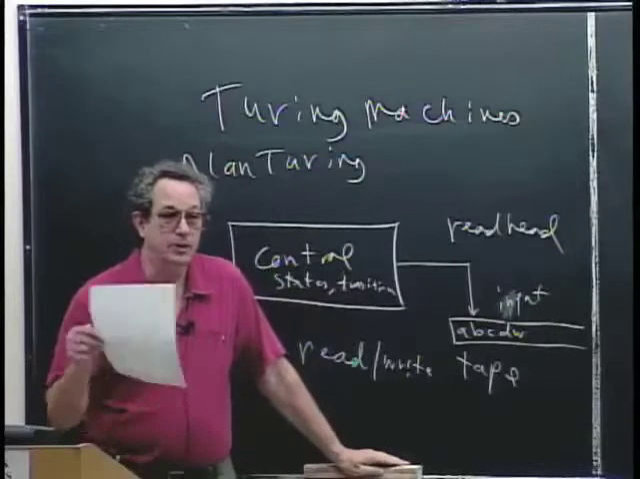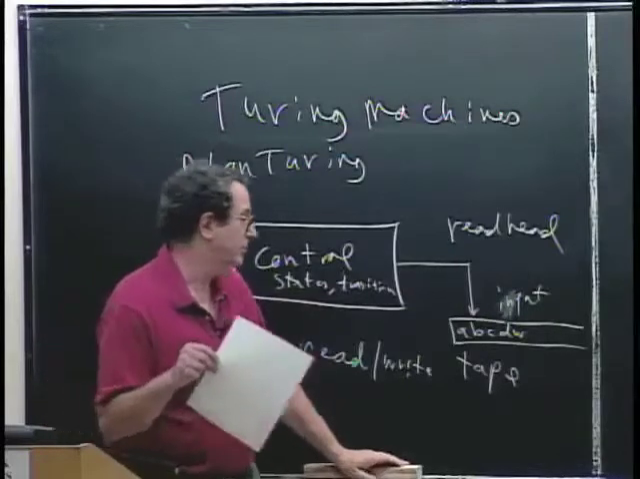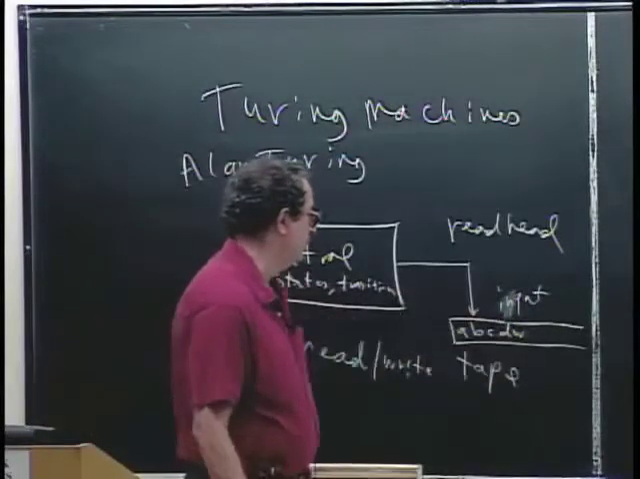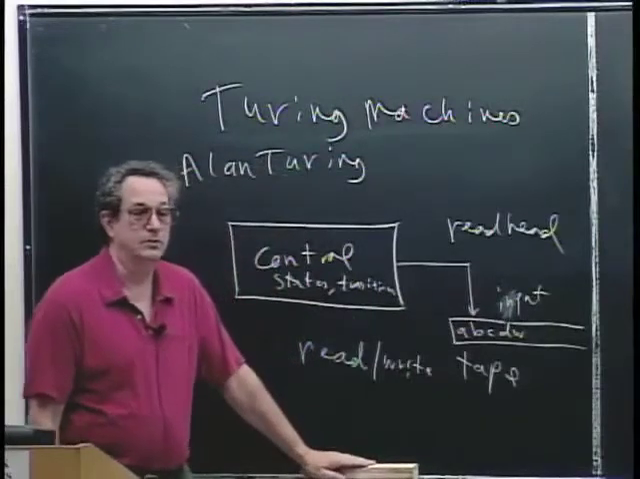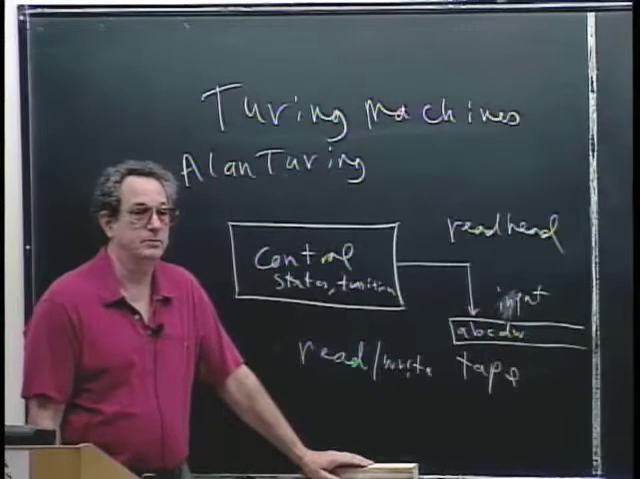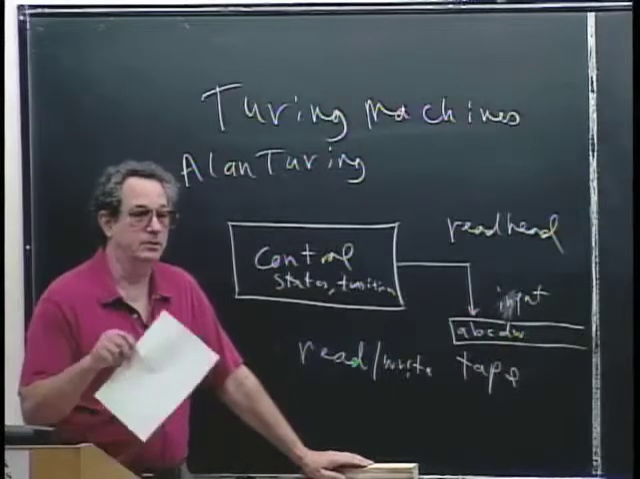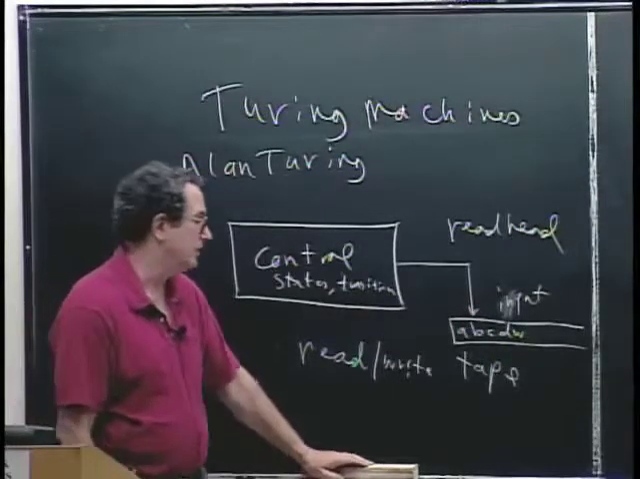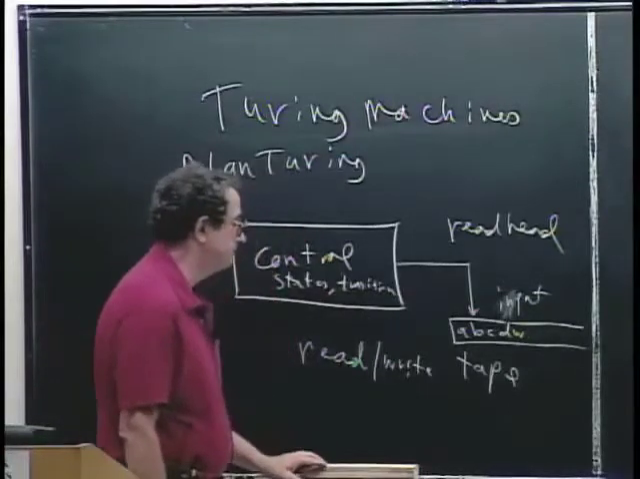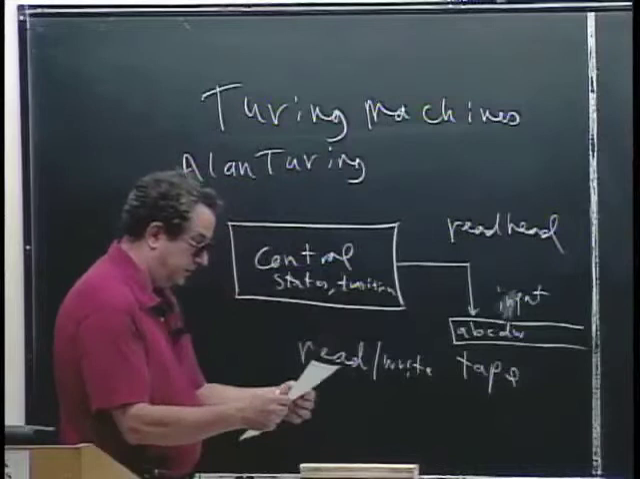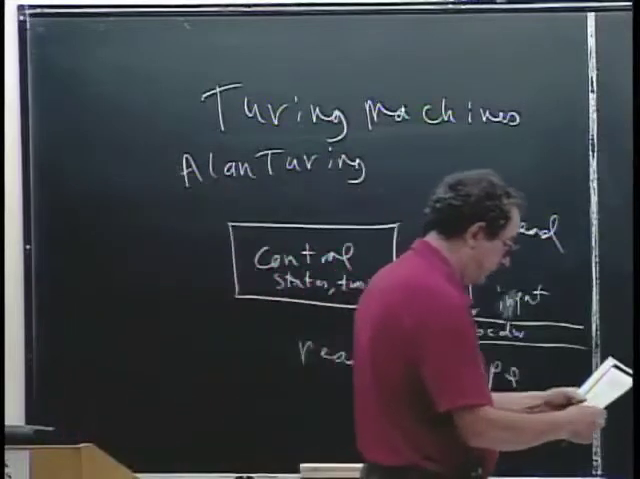But formally, you do accept or reject as soon as you get into an accept state, you accept, and as soon as you get into a reject state, you reject. So there's one specified accept state and one specified reject state. Okay, so let me give you a little bit of example.